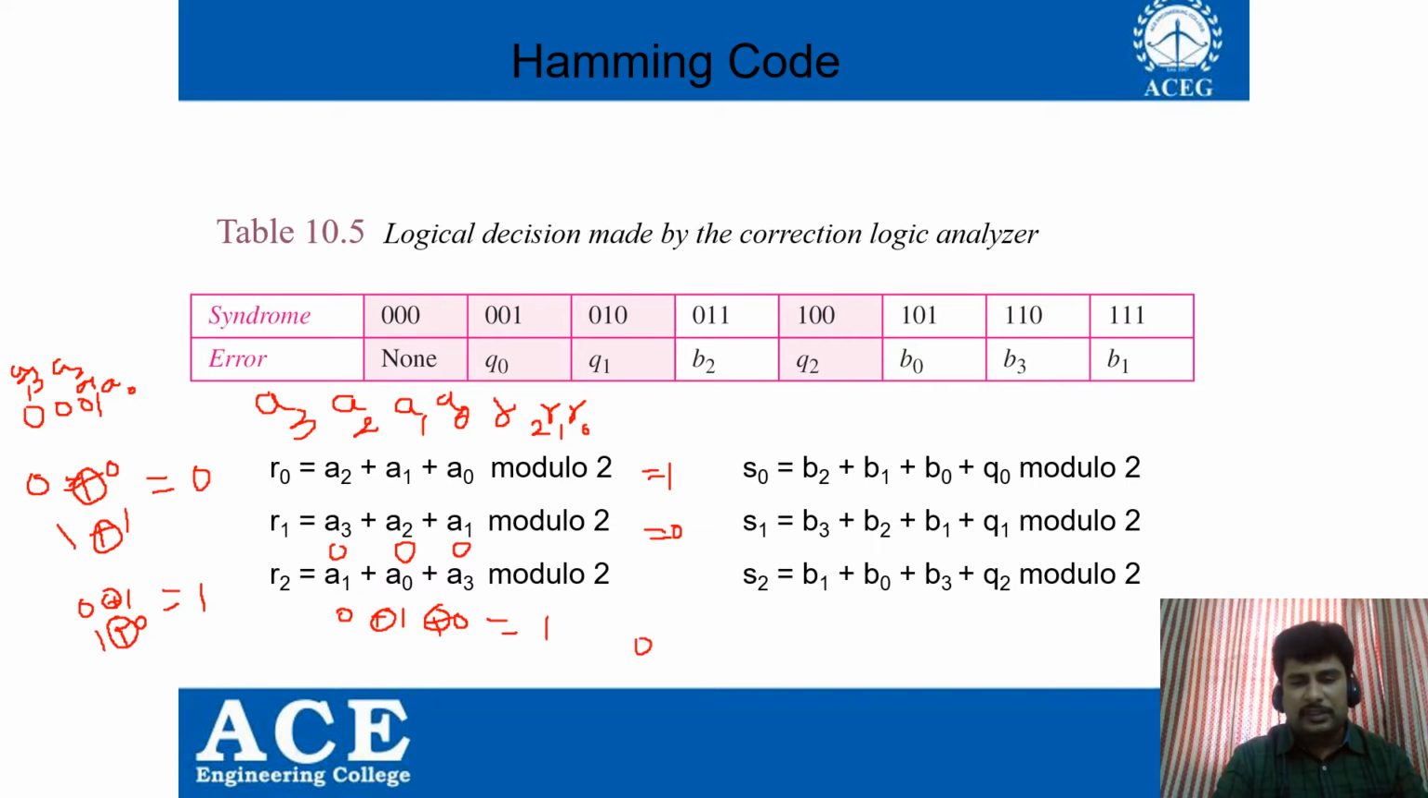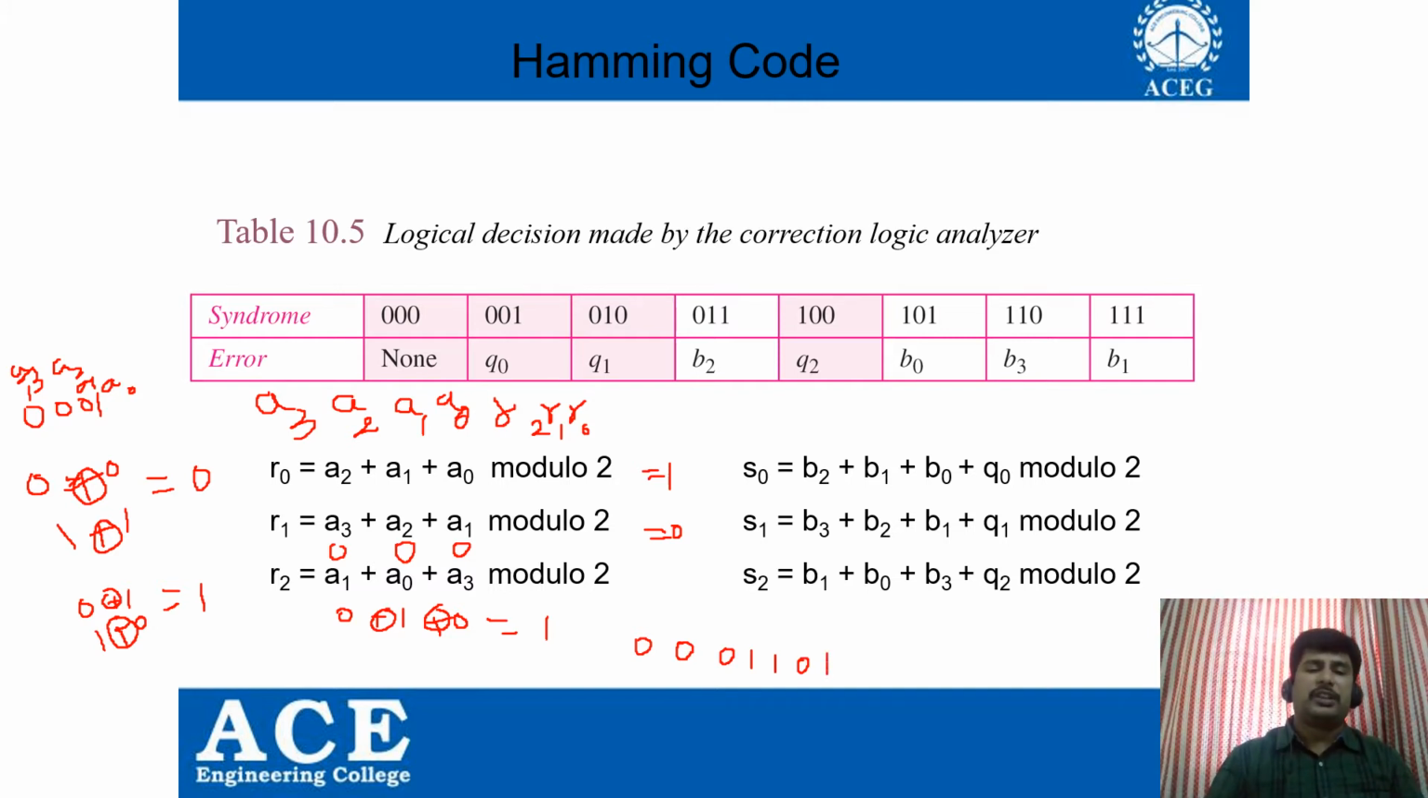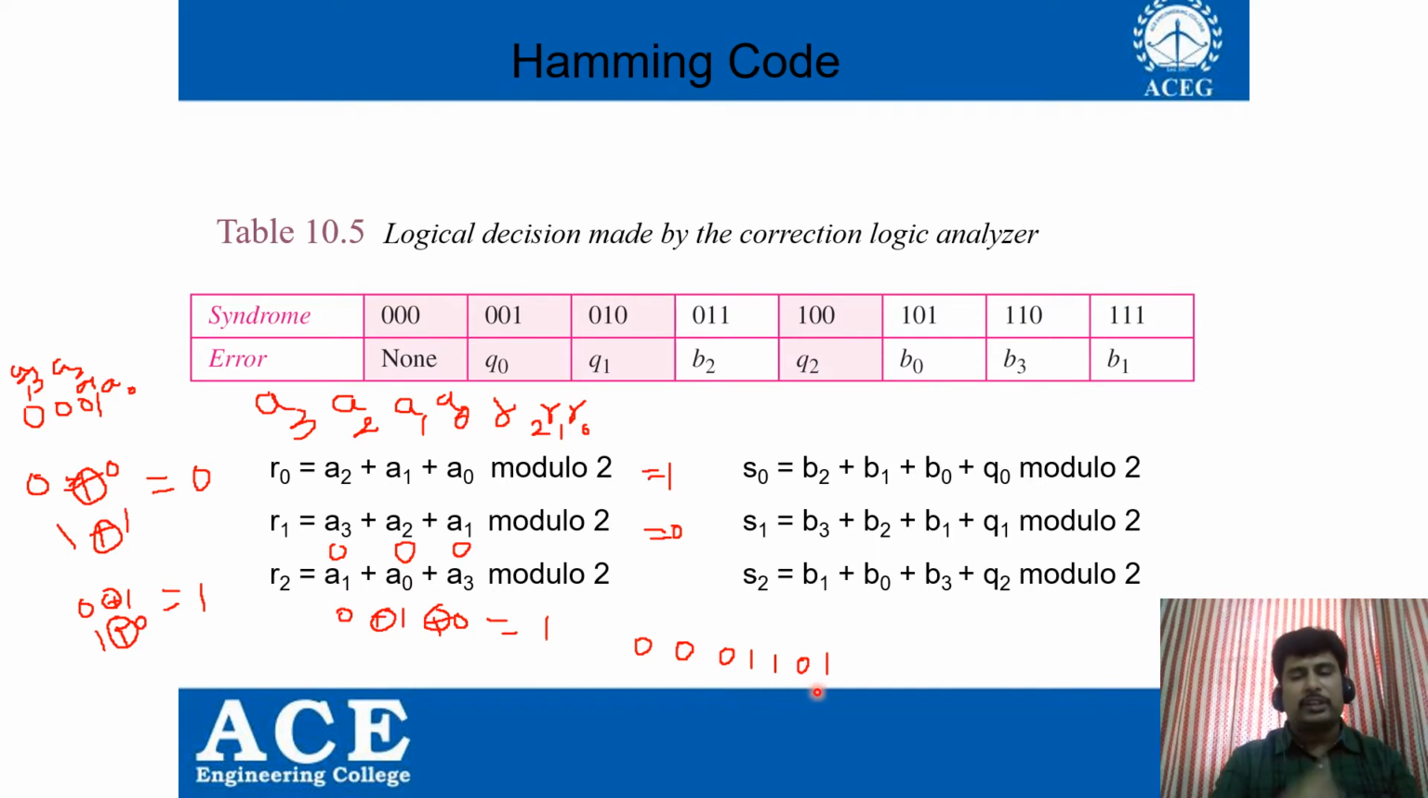So what is the total data going to be transmitted? A3 0, A2 0, A1 0, A0 1, R2 1, R1 0, R0 1. So if your data to be transmitted is 0001, then it is converted to a code word 0001101, and it is going to be received by the receiver.